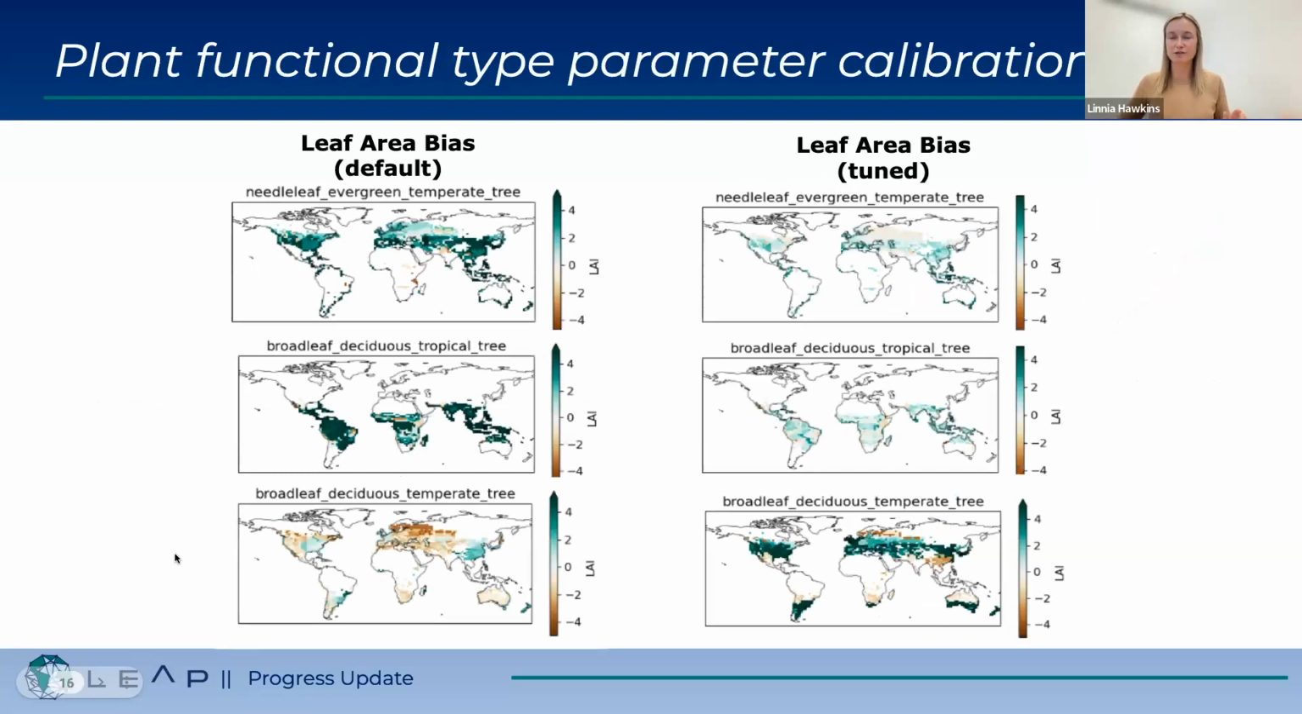And so I'm going to show some results from just one of my parameter sets that was within my tolerance, or in history matching terminology, within my not ruled out yet space. So here are these maps I showed earlier of the leaf area bias for the default Community Land Model for these 3 PFTs I've been focusing on. Needleleaf evergreen temperate tree had a really high bias, and we were pretty easily able to reduce the bias in that plant functional type.